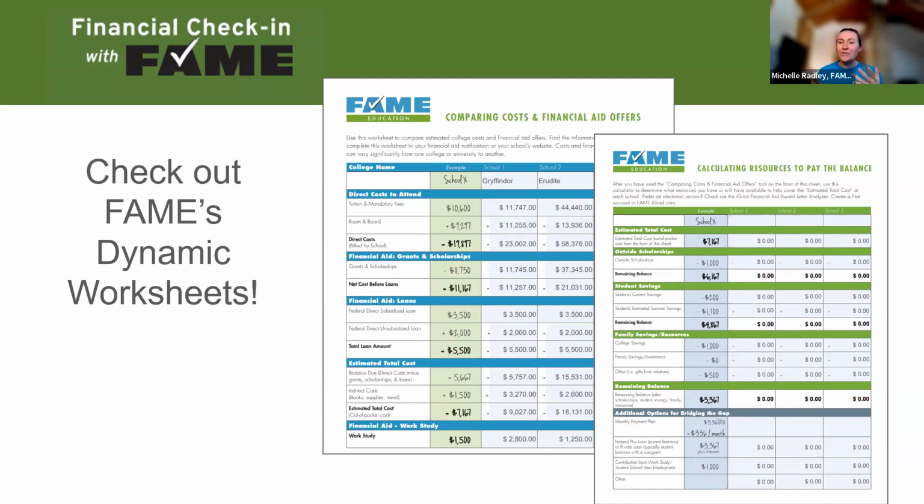It's kind of a two-sided worksheet. One side is where you can enter information about comparing costs and the financial aid offers. And then the other side is information about paying the balance. So what other tools do you have in that toolbox once you've gotten through the aid portion of it all?